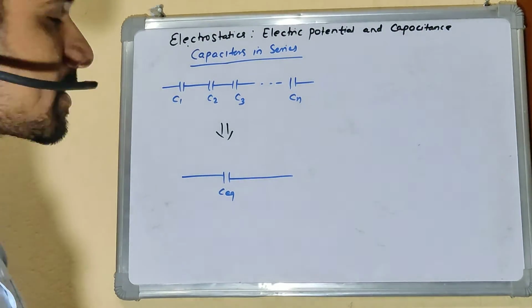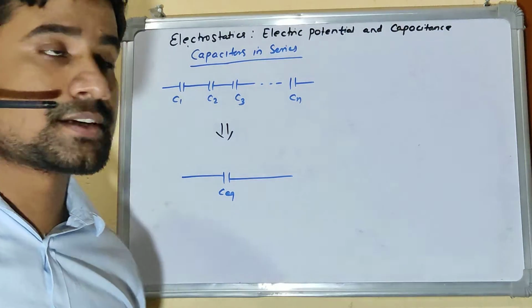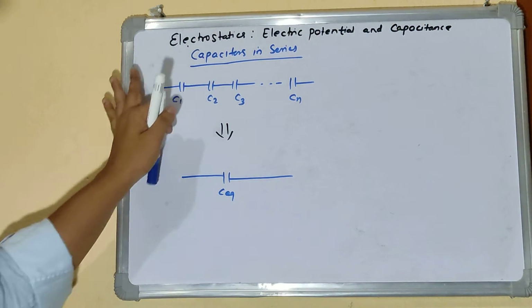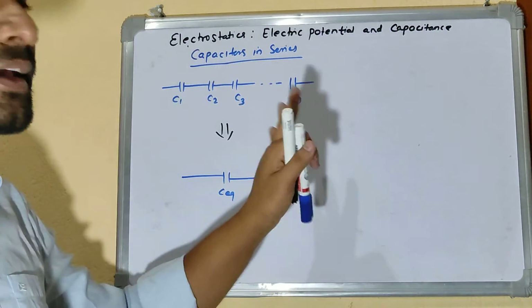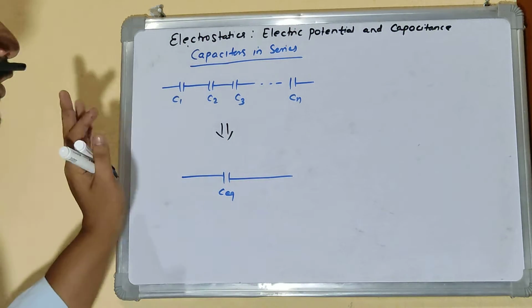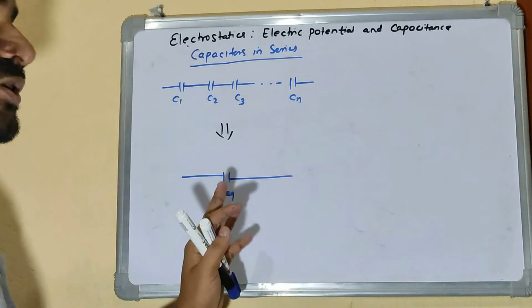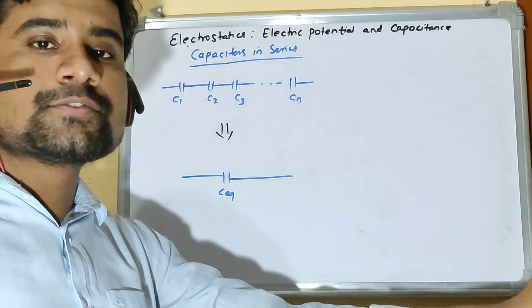So let's discuss in detail now capacitors in series. Now I have n capacitors connected end to end in series. Here the potential is distributed, and the potential may be different across different capacitors.